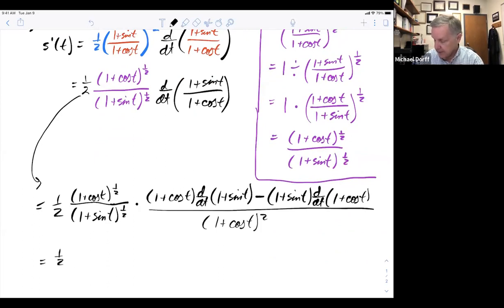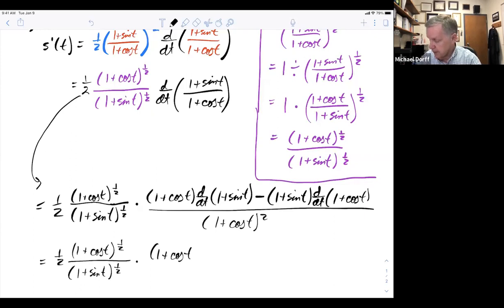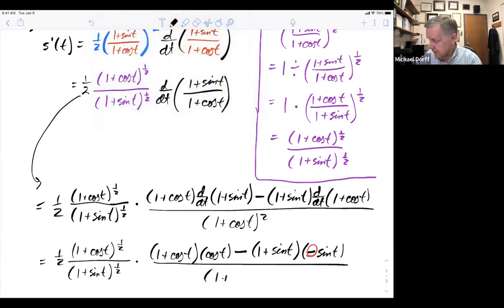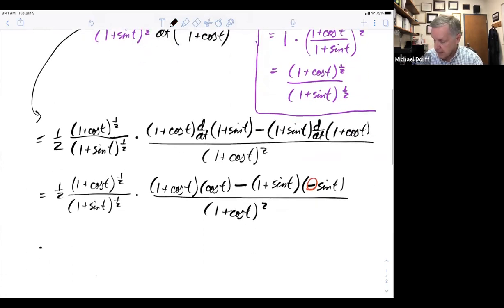So then again, on the left, I've got the same thing I had before. And now, continuing with the quotient rule here, d/dt of 1 plus sine t: the derivative of 1 is 0, the derivative of sine t is cosine t, minus, parentheses, 1 plus sine t, and then the derivative of 1 plus cosine t would give me minus sine t. Make sure you have that minus there. And then that's all over the denominator squared. We're going to simplify some more. Left part stays the same.